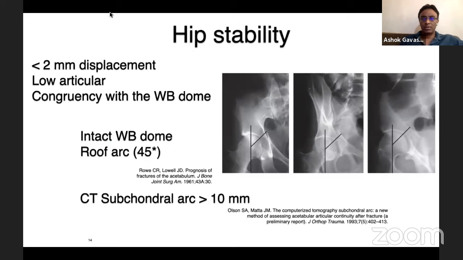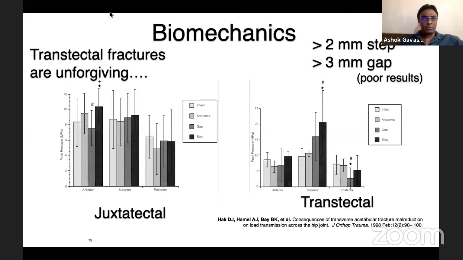If you look at the biomechanics of transverse fractures, especially the transtectal ones, they're extremely unforgiving. If you have more than 1 millimeter displacement, it increases contact peak pressures by more than 20%, and that goes up to 50% if you have more than 2 mm displacement. Whenever displacement is more at the dome level, to the tune of more than 2 mm, there is a fourfold increase in joint narrowing within a space of 1 year.